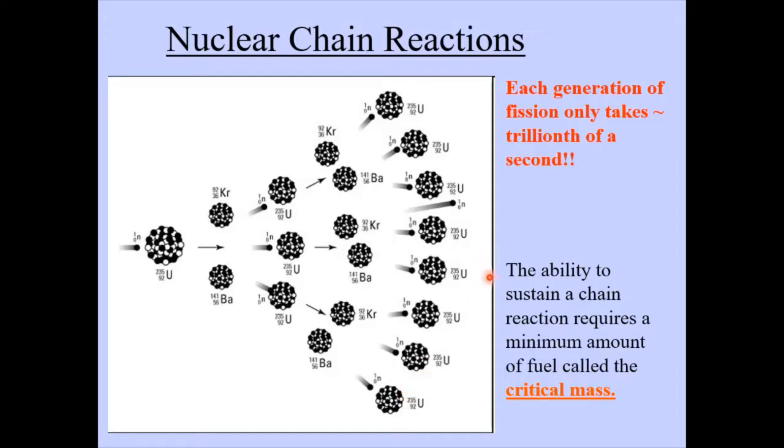Now, the ability to sustain a chain reaction requires a minimum amount of fuel in order to capture all these neutrons. If we only have a tiny little speck of uranium, a lot of these neutrons fly out of the sample and they're not caught at all. They don't create more fission. So we have to have a minimum amount of fuel, which is called the critical mass of fuel.